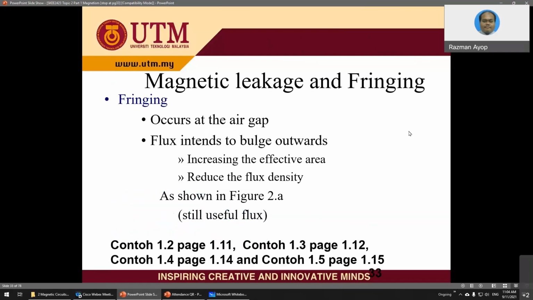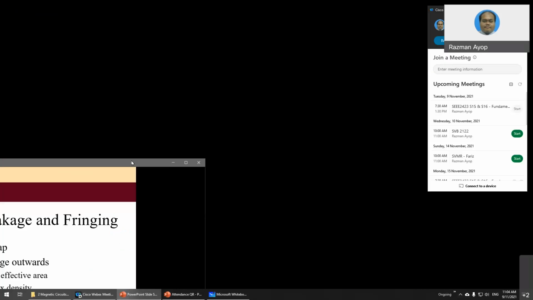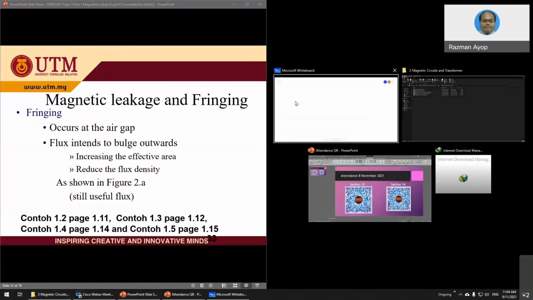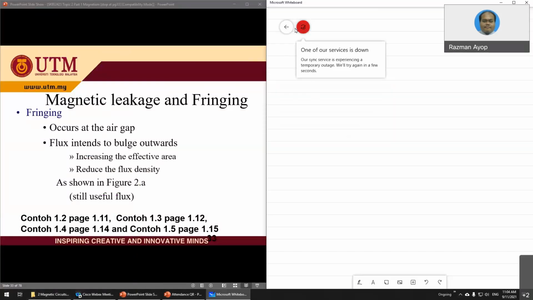Yesterday we stopped at the theories of magnetism. Make sure you remember all the theory. For this topic, usually theory is half the mark, and the rest is the calculation. So let us recall what we have learned yesterday.